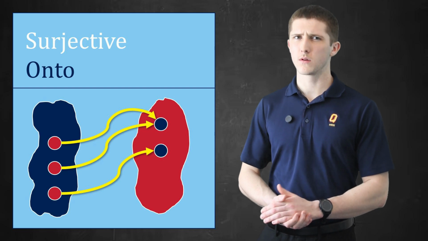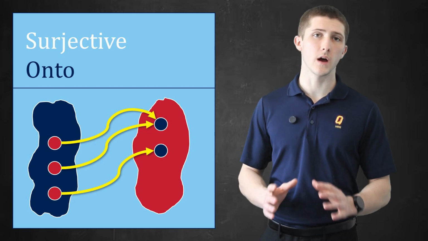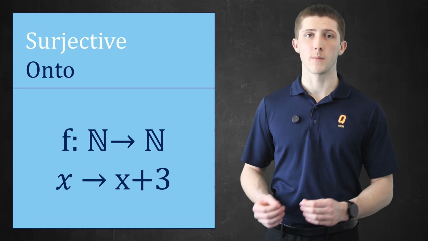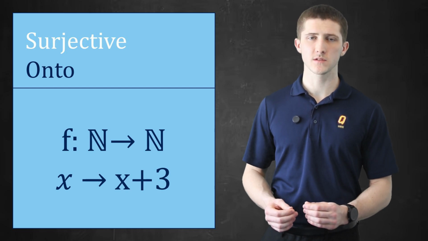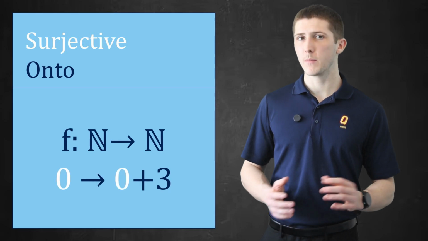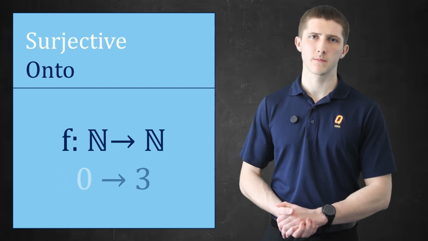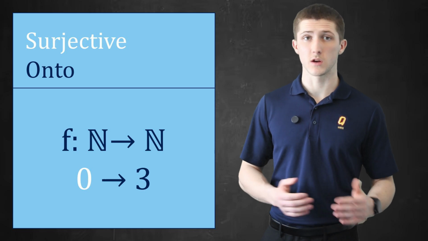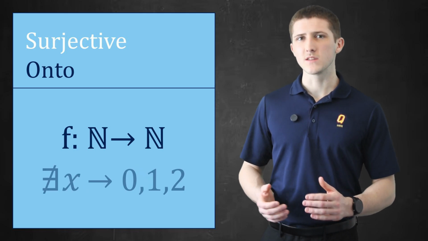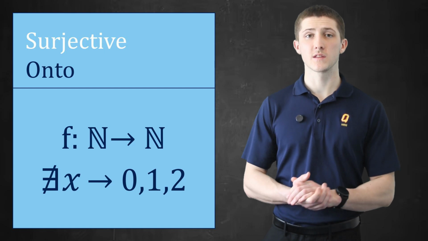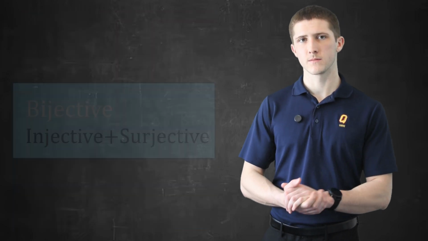But don't all mappings do this? Well, no. If we have a mapping where x maps to x plus 3, and our domain and target set are both the natural numbers, then the smallest number that we can input is 0. So if we input 0, we'll see that our output is 3. But wait, our target set is the natural numbers, which includes 0, 1, and 2. But there doesn't exist an input that we can pick that will map to either of those values. That means that this function isn't surjective.